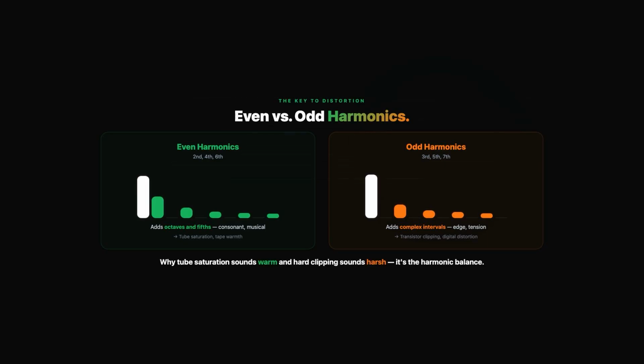The character of different distortion types, why tube saturation sounds warm while hard clipping sounds harsh, comes down largely to which harmonics they emphasize and in what proportions.